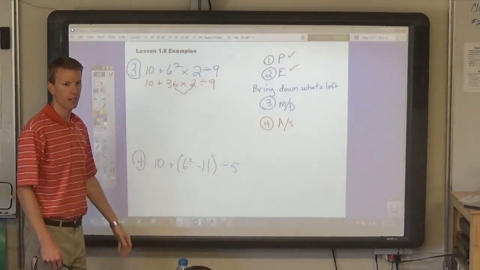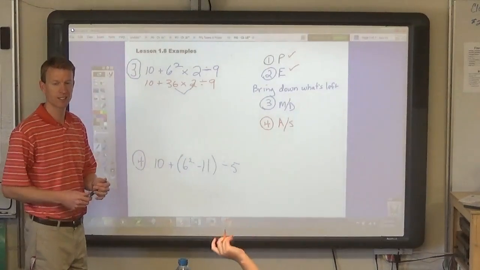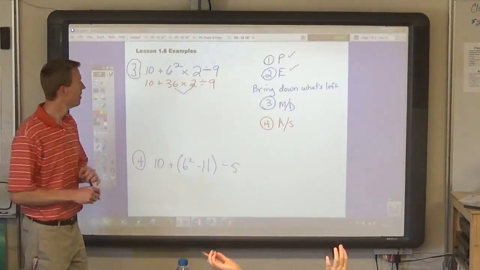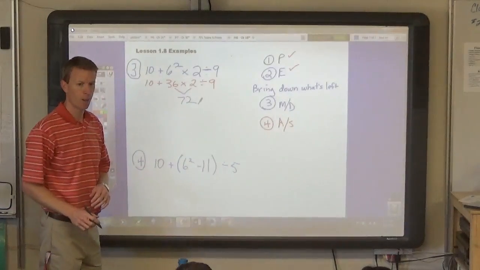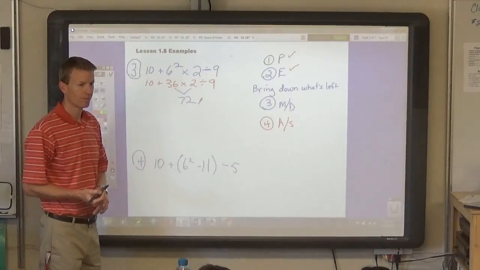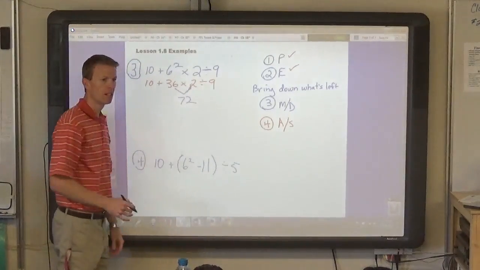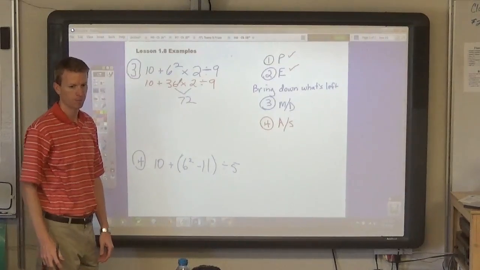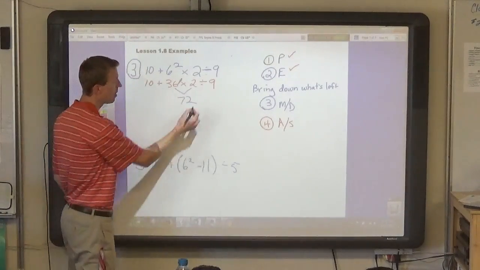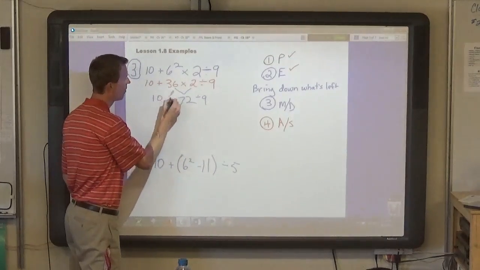Does anyone know 36 times 2? Or 36 plus 36? Maya? 72. 72, yep. Write that underneath. I like to use these V's, or these little arrows, because then I know which numbers I'm done with. Now, we haven't done the division yet, so bring that down, and bring down the 10 plus.